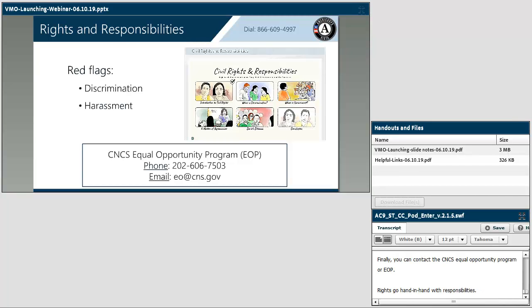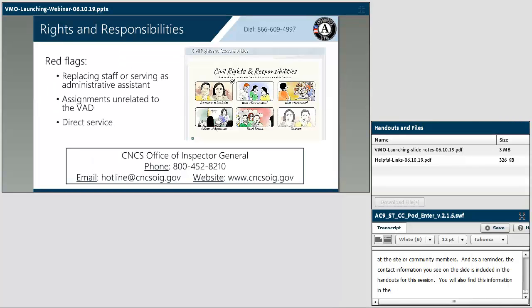Rights go hand in hand with responsibilities. So while you have the right to a service experience that is free from harassment and discrimination, you also have the responsibility not to subject anyone to harassment or discrimination. So please be conscious of how your words and actions might be perceived by others, whether they're fellow VISTAs, staff at your site, or community members. And as a reminder, the contact information you see on the slide is included in the handouts for this session. You will also find this information in the VISTA Member Handbook.